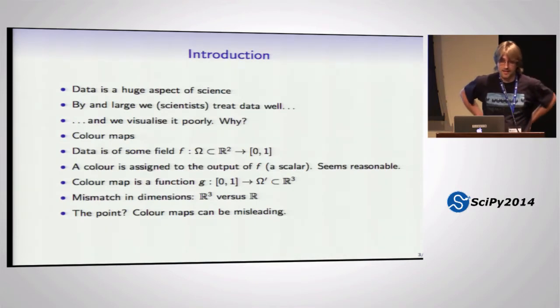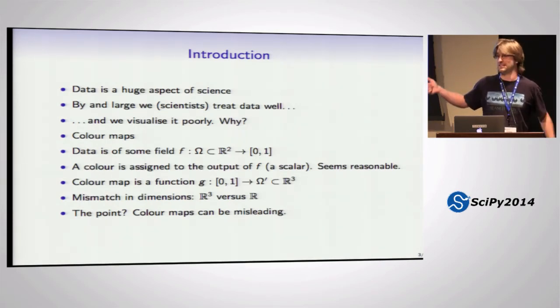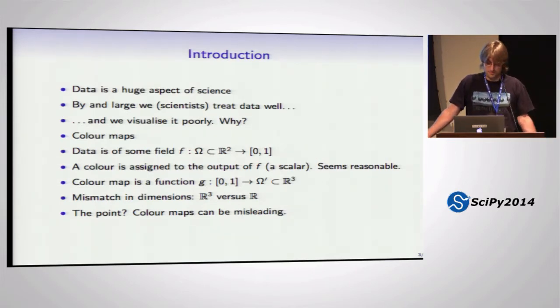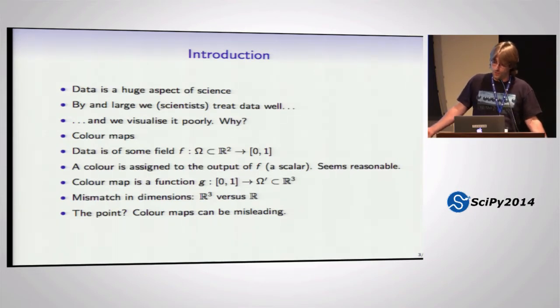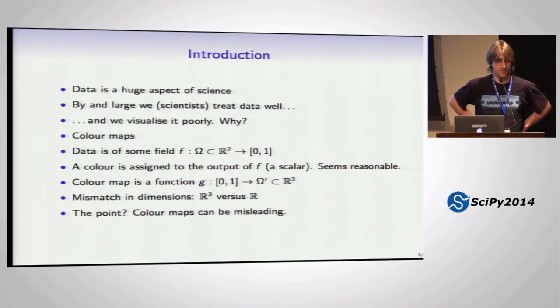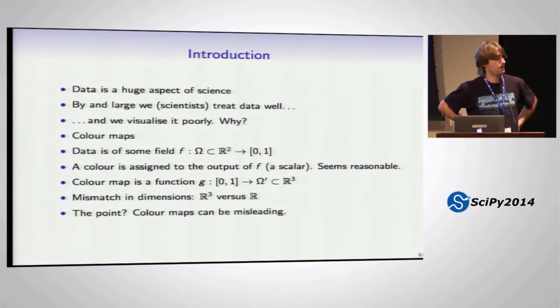Okay, so an introduction. Data is a huge aspect of science. No one here disagrees with this. We have a buzzword for data being a huge aspect. It's called big data. By and large, we scientists treat data reasonably well, and some of us visualize it extremely poorly. Why? It's not intentional at all. It's sometimes by complete mistake or misunderstanding. And the reason we visualize it poorly is through color maps. And there is a mathematical reason why color maps are incredibly misleading.